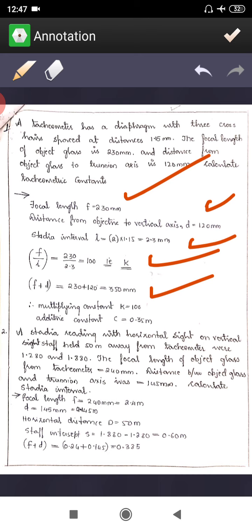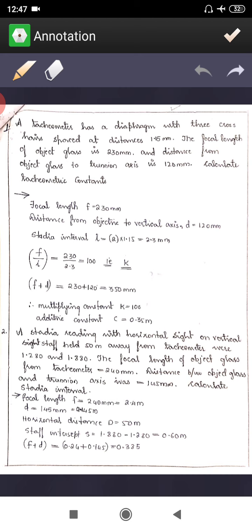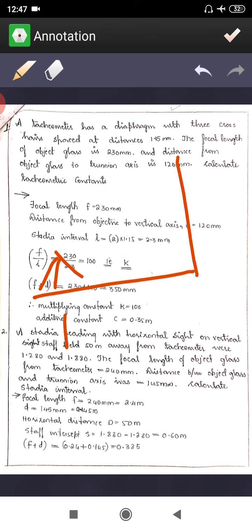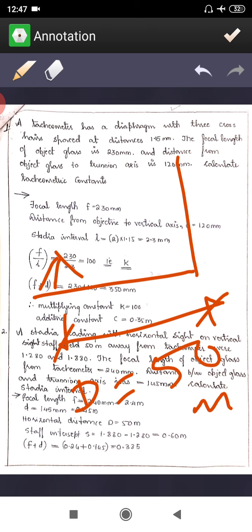Now if you read the second problem, first I'll read the problem. The stadia reading with a horizontal sight on a vertical staff held 50 meters away means you'll be having a station, then you'll be having a staff, the distance D here is 50 meters, right? And then they have sighted like this, this is the line of sight.